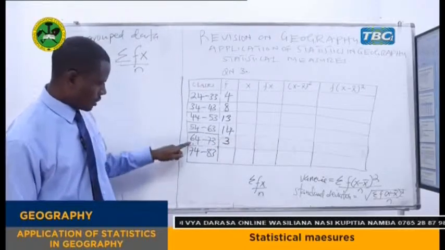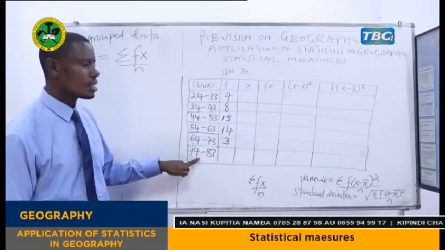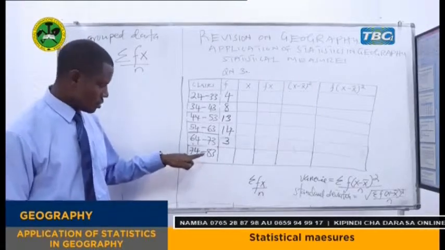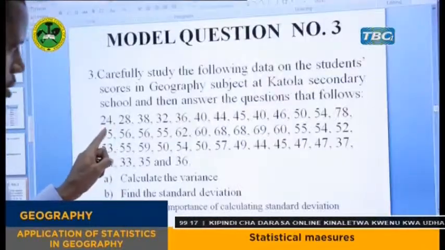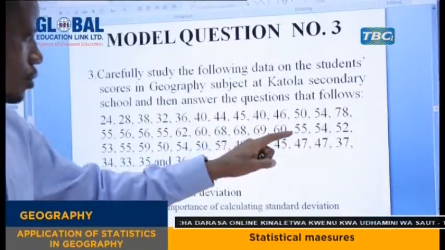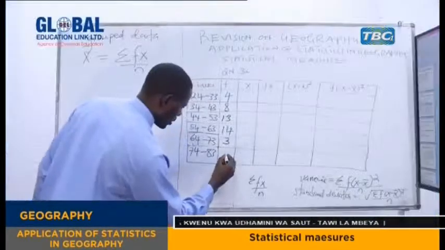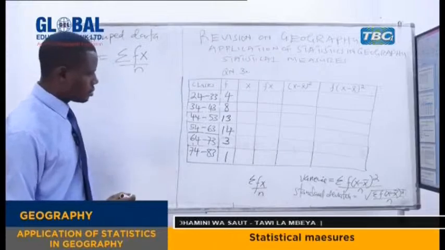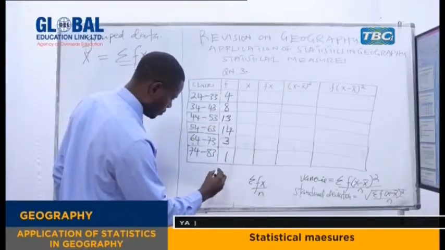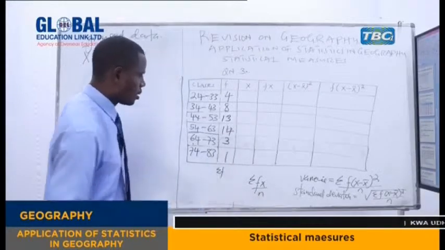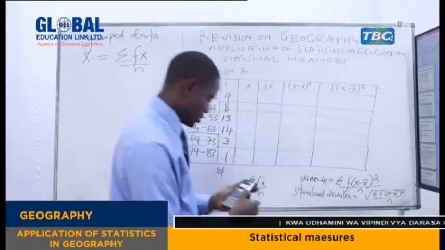So 3 have scored 64 to 73. And then you go to the last class, that is 74 to 83. If you check the data that we have been given, it's only 1. So we have 78, so we have 1. But again, you should cross-check the summation of F.